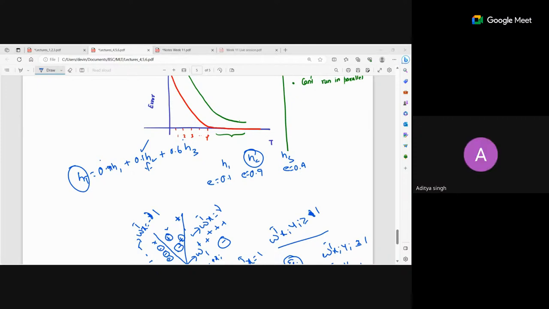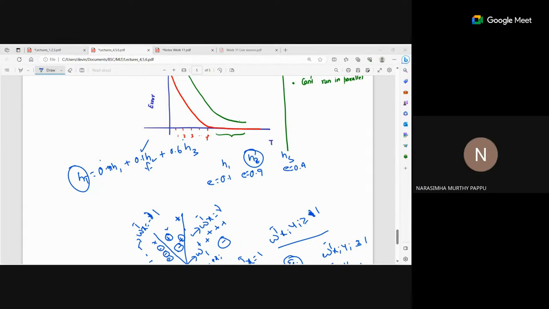Yes, sir. So this 0.1 means less error, right? Yeah, the 0.1 means less error. But 0.9 is high error. So then H2 has to have less weightage, right? Yeah, we had 0.1 here, so yeah, less weightage. Okay.